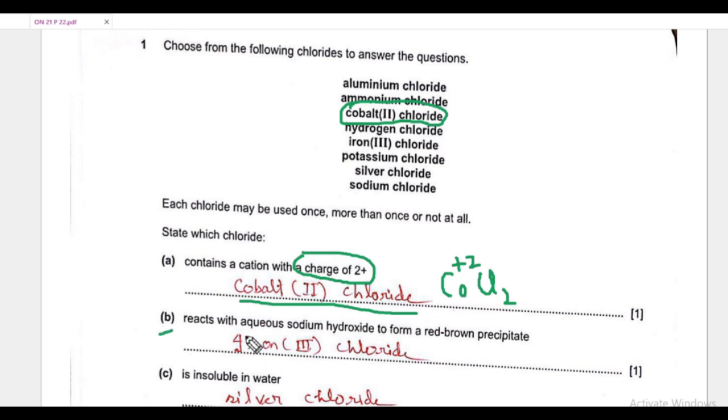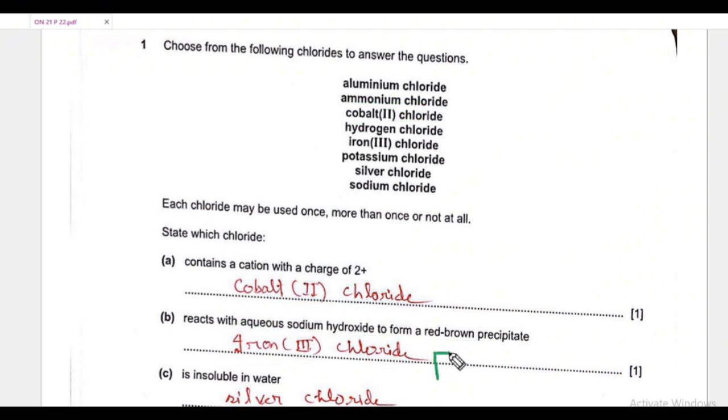B. Reacts with aqueous sodium hydroxide to form a red brown precipitate. This answer will be iron 3 chloride, because iron 3 ion reacts with sodium hydroxide to produce iron 3 hydroxide, a red brown precipitate. Iron 3 hydroxide is a red brown precipitate.